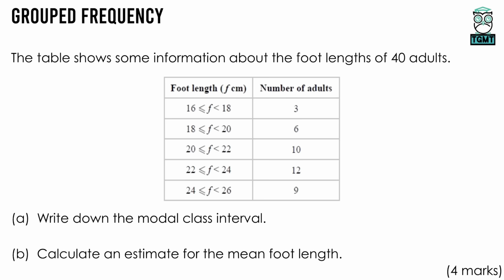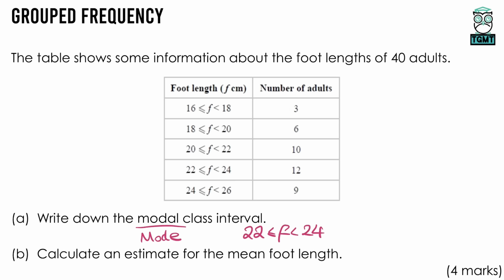Now with grouped frequency, we could be asked multiple different things to work out. This particular one is asking us for the modal class interval. Modal is just another word for the mode, which is the most common. So we want to have a look at the number of adults in this question, and it's about their foot length, and see where the most are. The most are in this category here, so we would just write down the category 22 to 24, and there we go, that's our modal class interval.